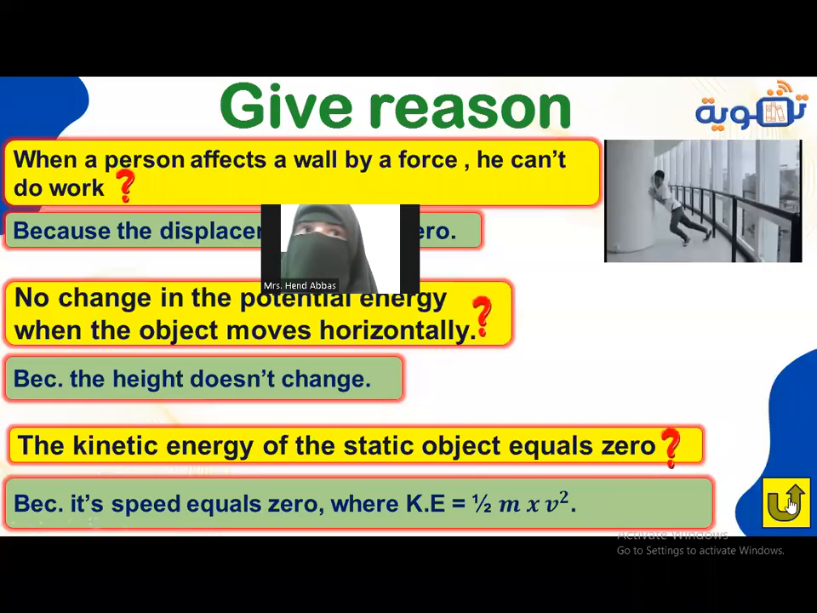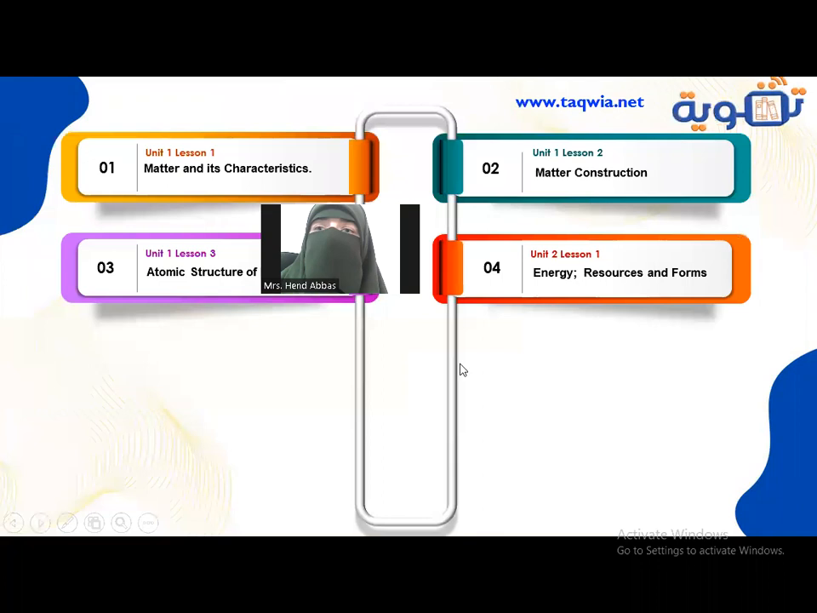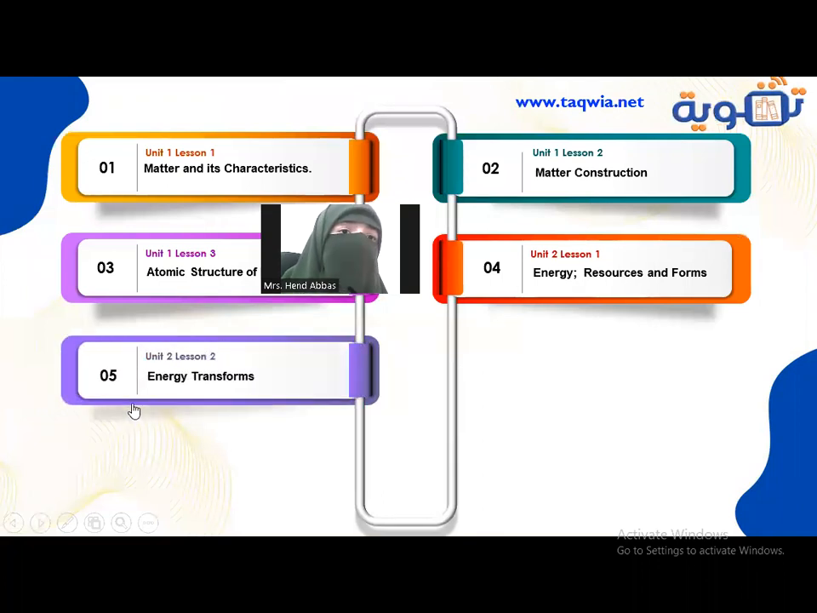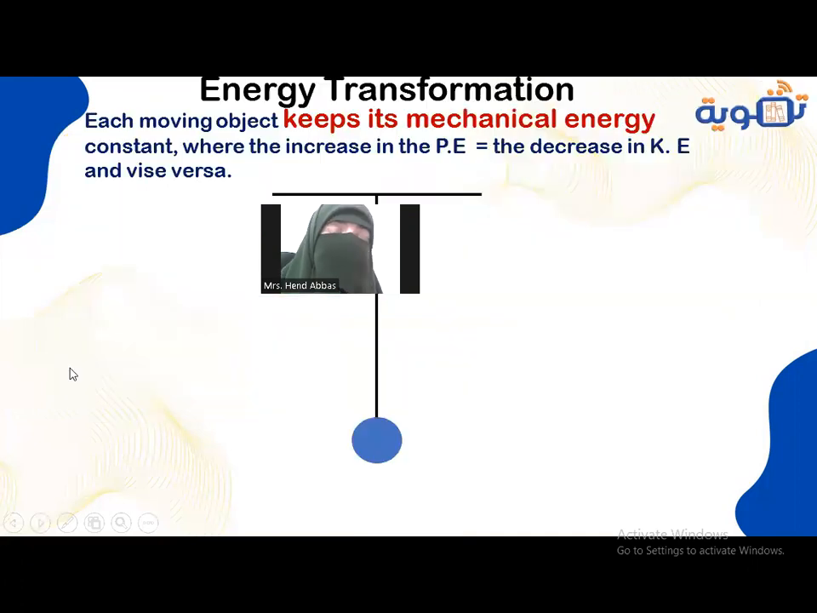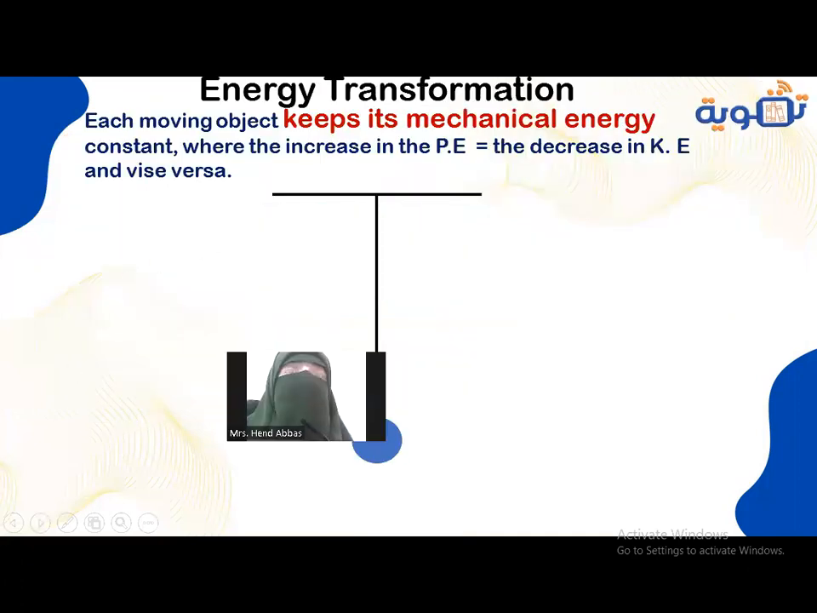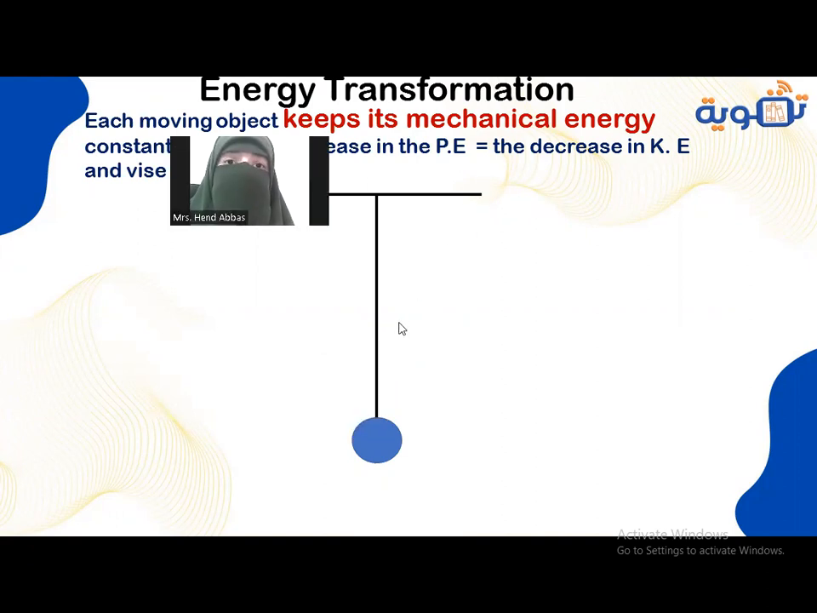Now we've finished lesson 1. Let's go to lesson 2 in unit 2, energy transformation. As we said in the previous example, the mechanical energy of the moving object is a constant value. So let's apply it with the simple pendulum.